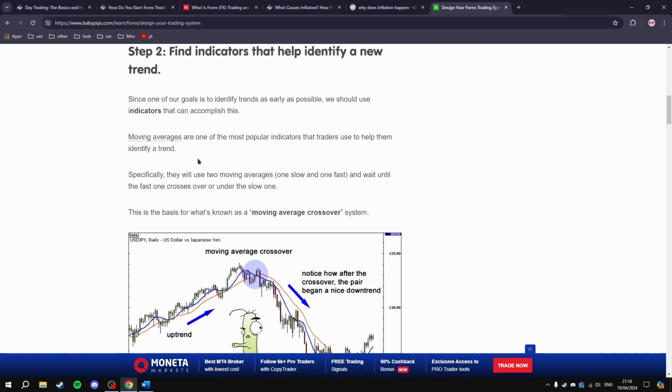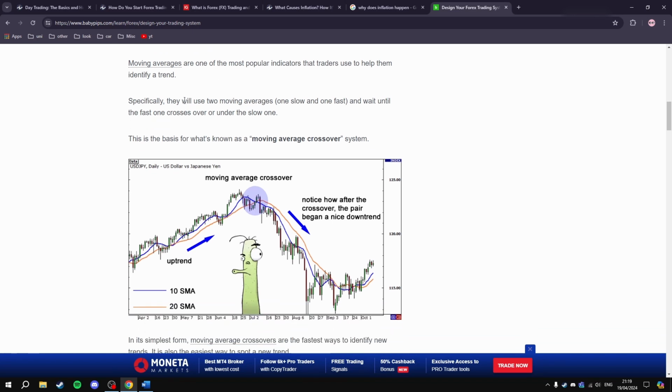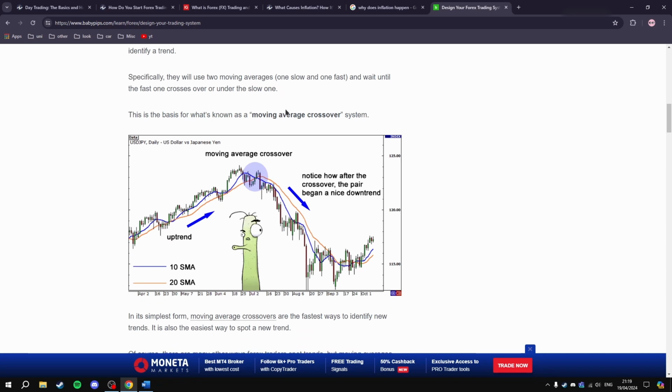Since one of our goals is to identify a trend as early as possible, we should use indicators that can accomplish this. Moving averages are one of the most popular indicators that traders use to help them identify a trend. Specifically, they will use 2 moving averages, one slow and one fast, and wait until the fast one crosses over or under the slow one. This is the basis for what's known as the moving average crossover system.